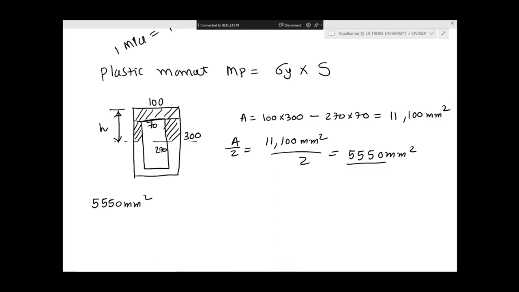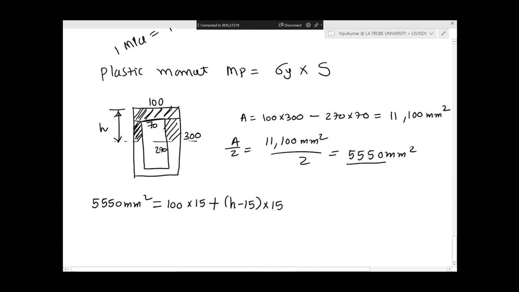Do you agree with me? Because that is the half, and I know that the total area is 550 meter square, equal to, this guy is 100 times 15, right? Because you have 100 and thickness is 15, 100 times 15, right? You okay? And this plus, this guy is h minus 15 times 15. Do you agree with that?